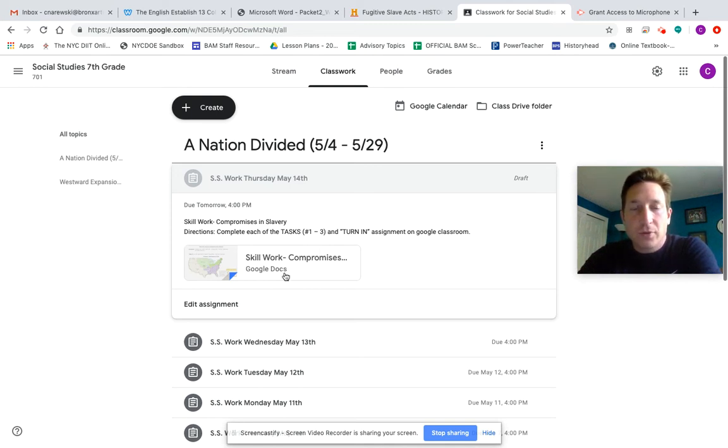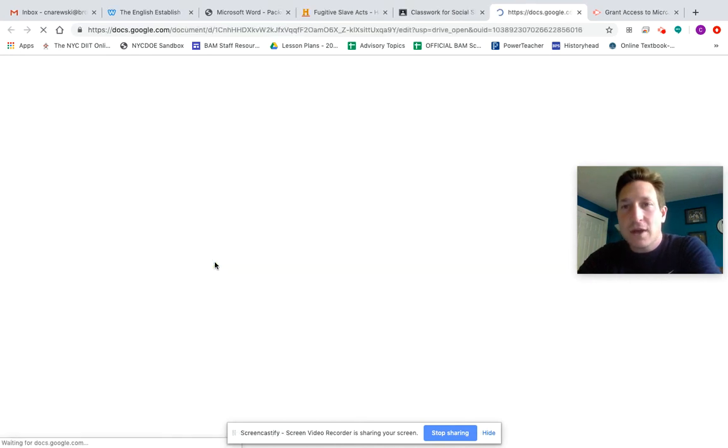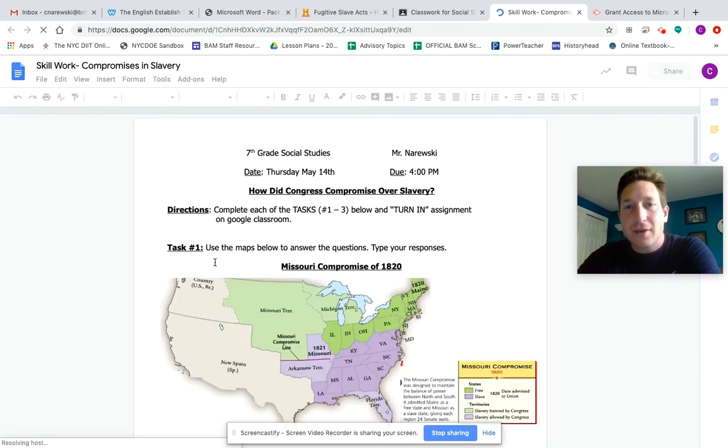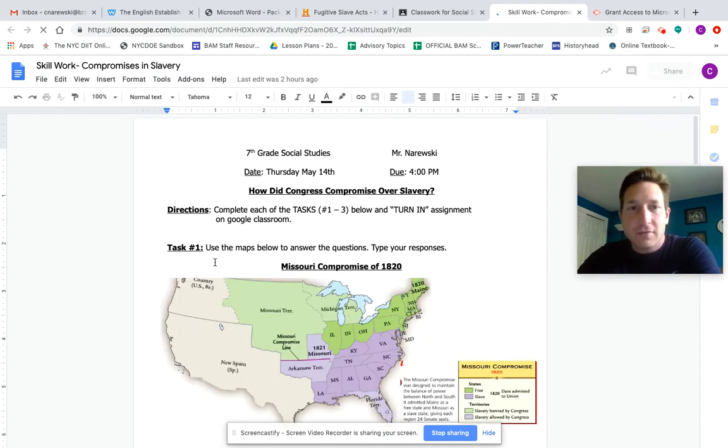So if you open up your work for tomorrow, you're going to see that it is a skill day. There's going to be some skills when dealing with the compromises in slavery. Each of you has your own copy, so please open this up and you could type and respond right on the page itself. There are 3 tasks to perform tomorrow, and they're quick and short and they're based on a different skill.